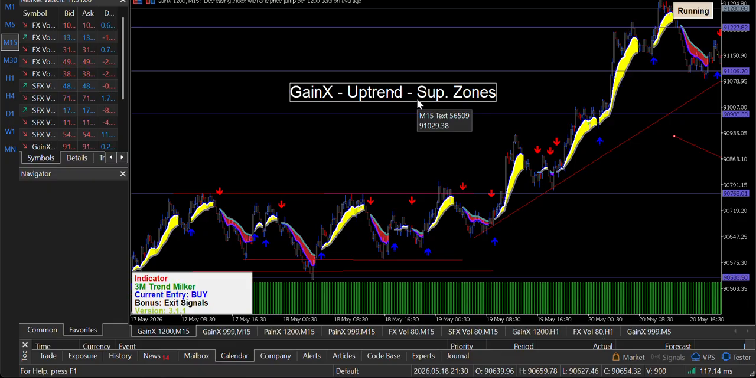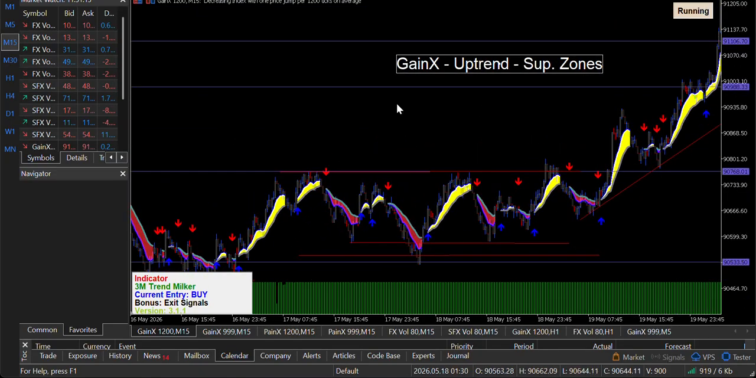If you are targeting the support zone when the market is on a downtrend for GainX, then you are going to get it wrong. You are going to lose your money at that point. For instance, let's see this, guys.